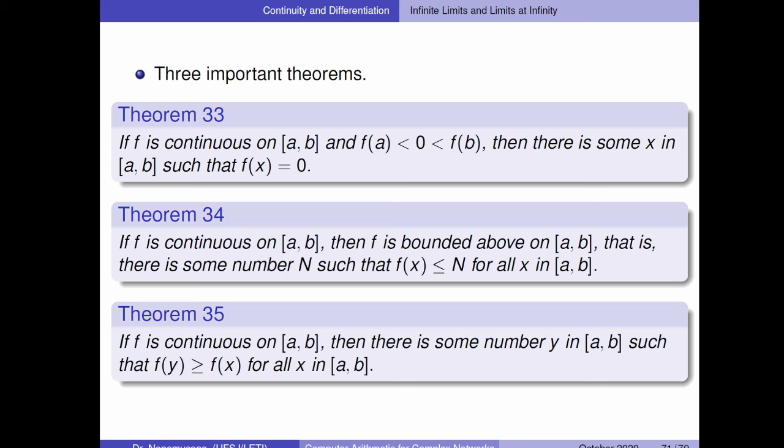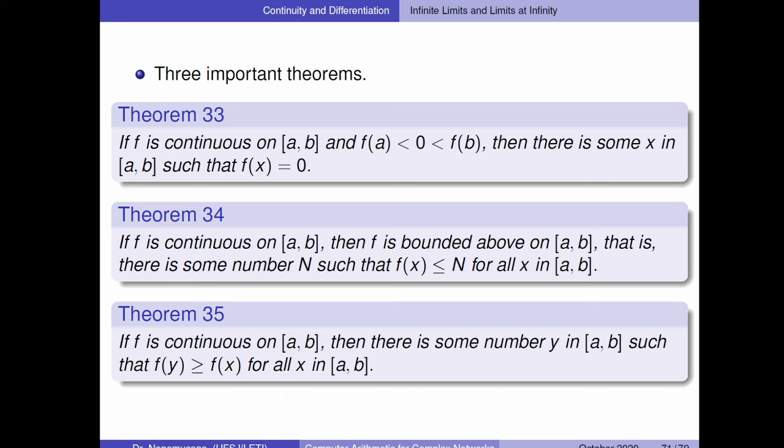Three important theorems. I'd like you to understand them because you are going to use them to see what's going to happen in the logistic map when you are doing some computer simulations. If f is continuous on [a, b], and f(a) is lower than 0 is lower than f(b), then there is some x in this interval such that f(x) equals 0. If f is continuous on [a, b], then f is bounded above. Pay attention to that: if f is continuous on [a, b], then f is bounded above.